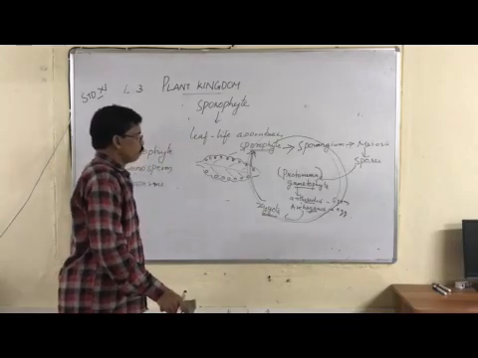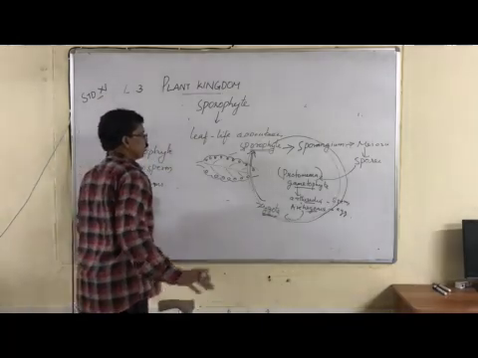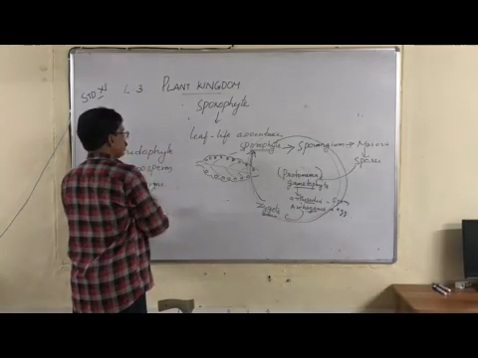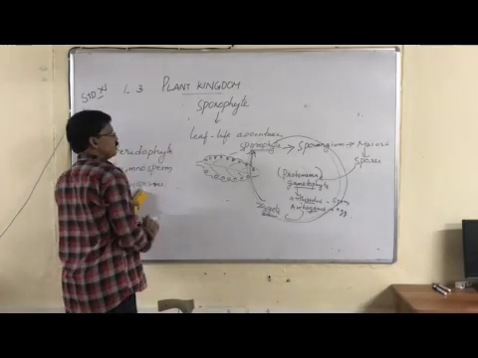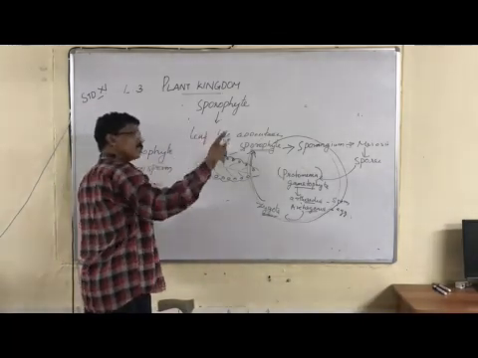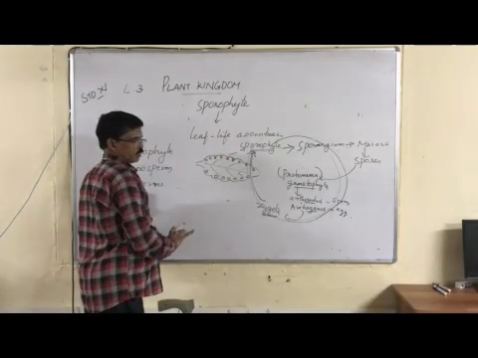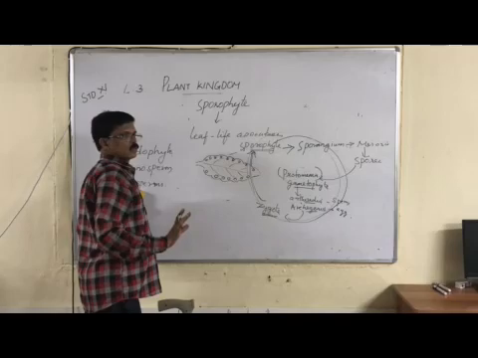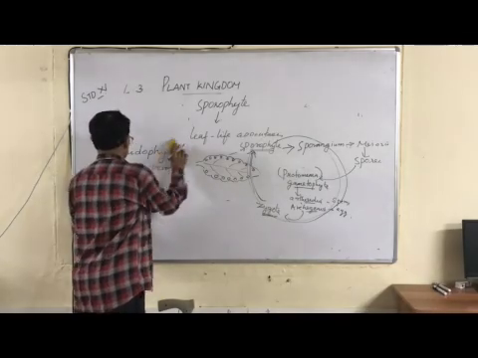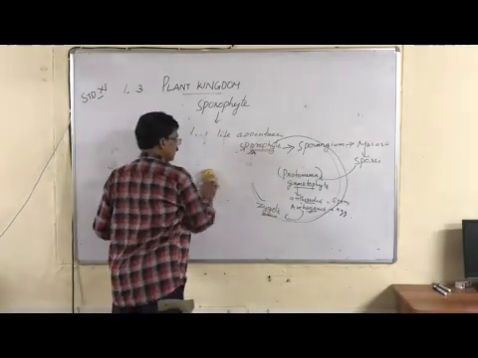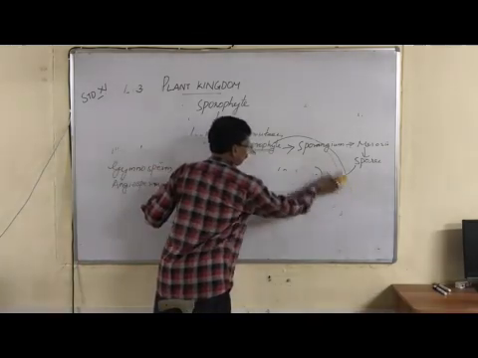This is a very important life cycle, and it is very simple. So, from bryophyte, what is the difference? The plant body of bryophyte is gametophyte. Here the plant body is sporophyte. That is the only difference in the life cycle. Now we are coming to the next group, gymnosperms.